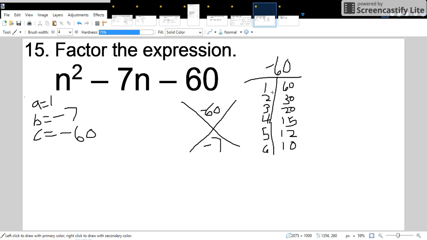So we want to have one of these to be negative, because a negative times a positive will be a negative. To determine which one, we look at our b. Since our b is negative, we want our bigger number to be the negative one. Now we're going to take the difference between each of these. Whichever one gives you a negative 7 is the one you would use. So go ahead and take a look. Which one do you think gives you a difference of negative 7?